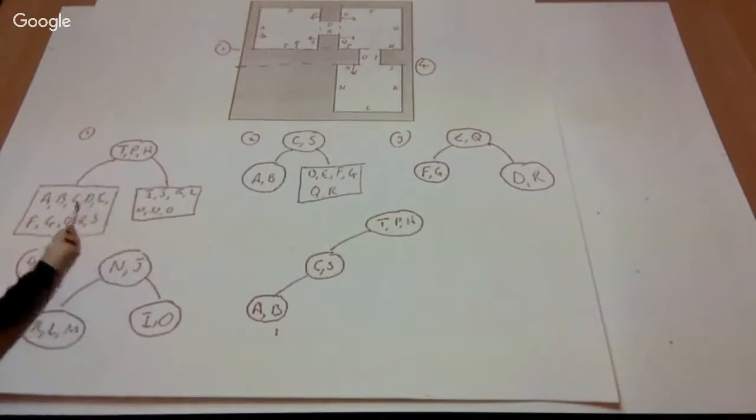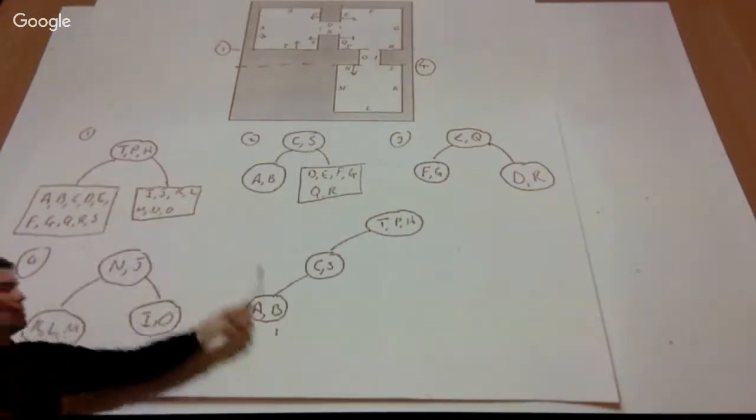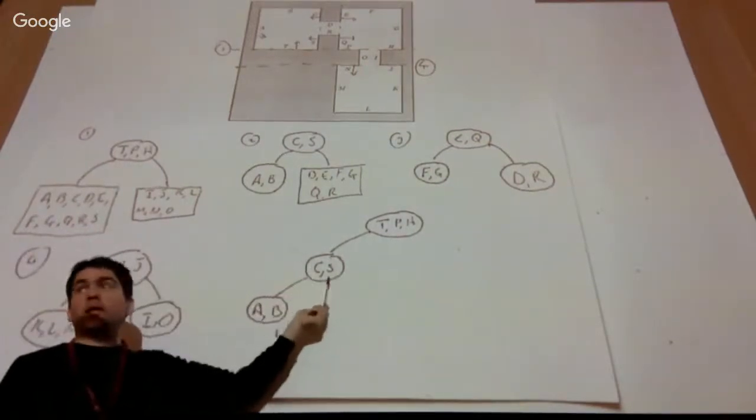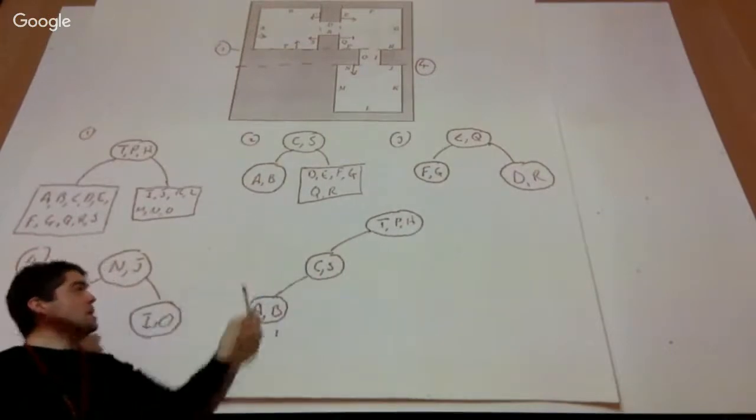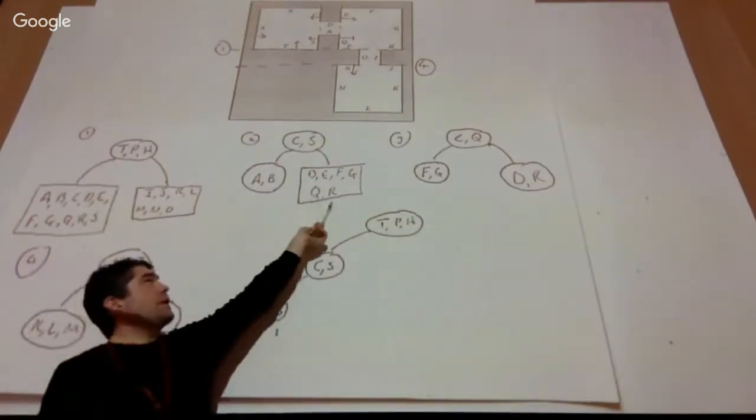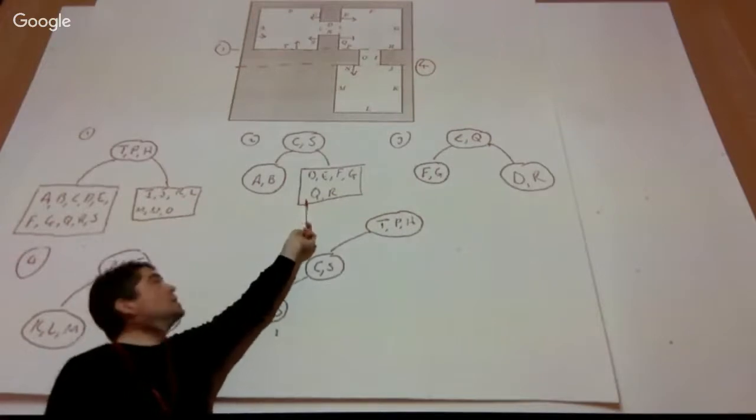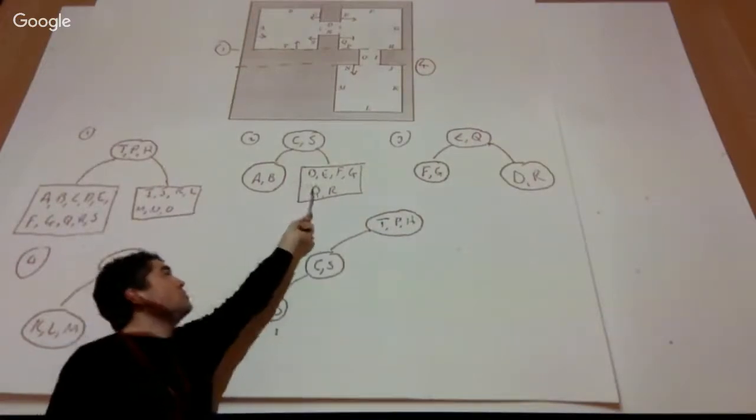So then I chose C and S, or we chose C and S. That was my next hyperplane. In front of C and S, I had A and B. But behind CS, I had this non-convex set. So I chose, or we chose, E and Q.